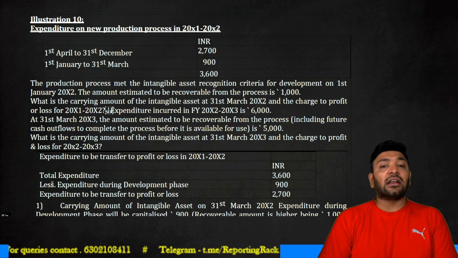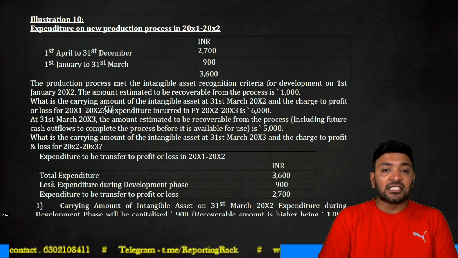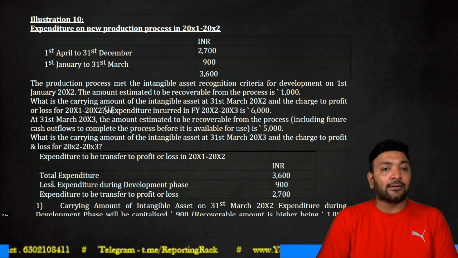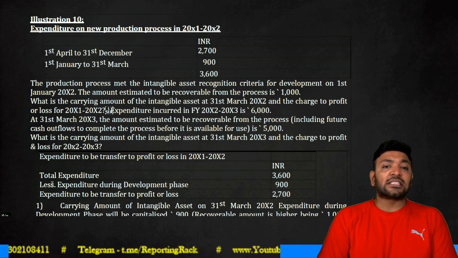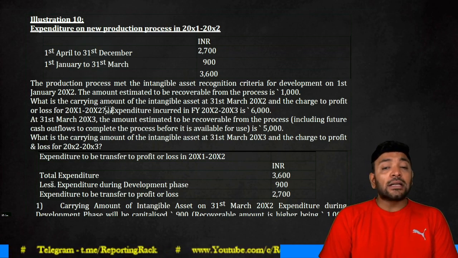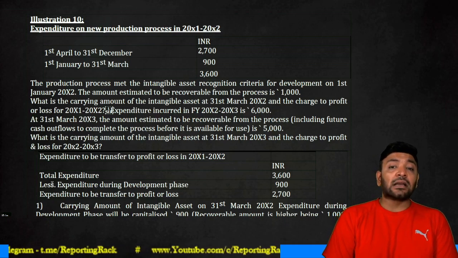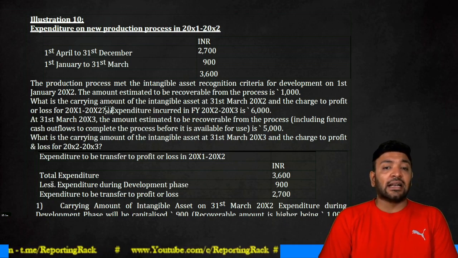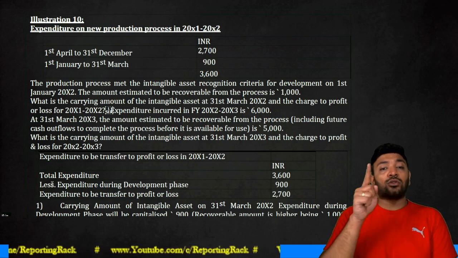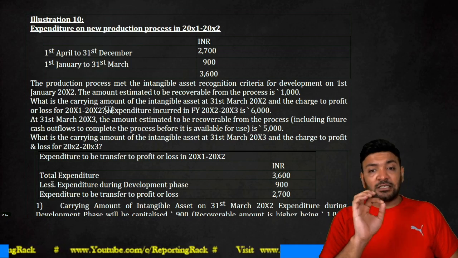So 2,700 has to be recognized into the P&L as the expenditure relates to research phase and not the development of the asset. The amount estimated to be recovered from this process is 1,000. How much is eligible to be capitalized? 900, as the development phase was incurred after it meets the recognition criteria. So from 1st Jan to 31st March, 900 rupees of cost is eligible to be capitalized as intangible asset.